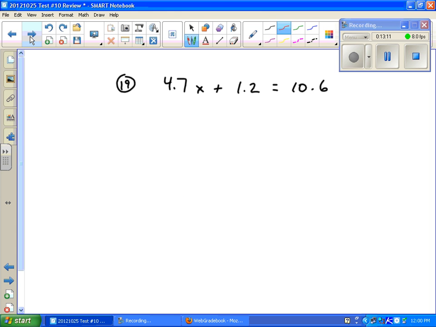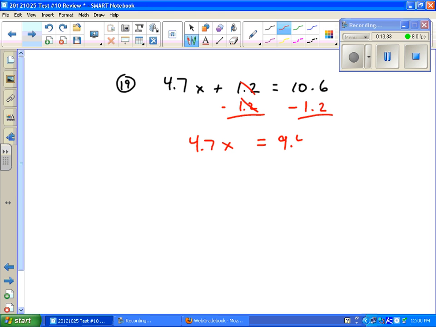Number 19 says 4.7x plus 1.2 equals 10.6. Undo your plus 1.2 by subtracting 1.2. You subtract 1.2 on the left, subtract 1.2 on the right. You're left with 4.7x. These will cancel, equals 10.6 minus 1.2.